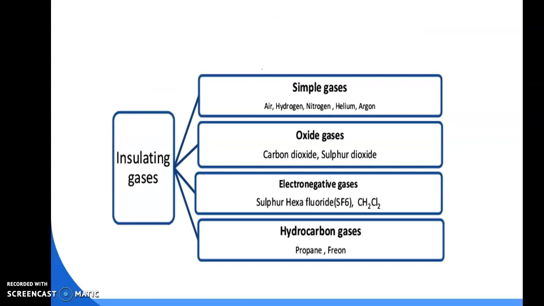Insulating gases are simply air, hydrogen, nitrogen, helium, argon, oxide gases like carbon dioxide and sulfur dioxide, electronegative gases, that is sulfur hexafluoride and CH-2Cl. One important question that is asked every time: is sulfur hexafluoride an electropositive gas or an electronegative gas? The answer is electronegative gas. This is the important question. Hydrocarbon gases are propane and telluride.